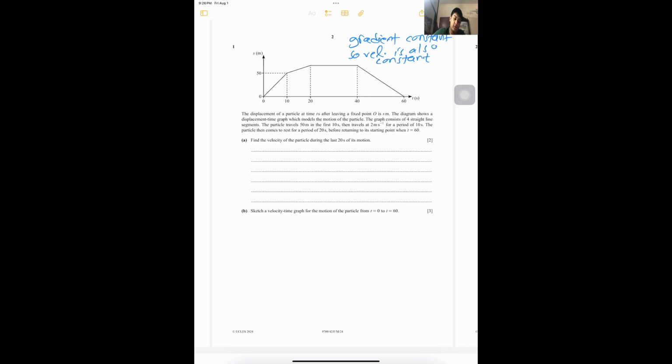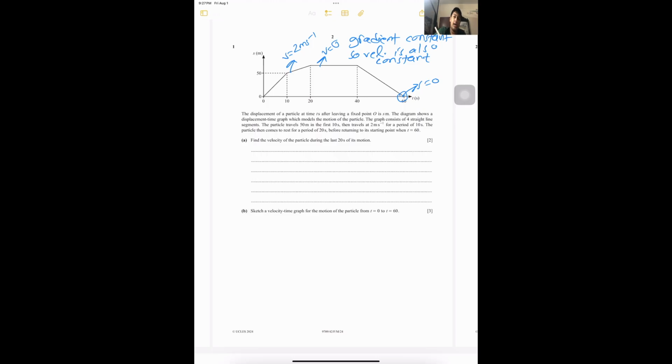Then let's read. The particle travels 50 meters in the first 10 seconds, then travels at 2 meters per second for a period of 10 seconds. The particle then comes to rest for a period of 20 seconds before returning to its starting point when t equals 60. At this point s equals 0, and they've also said that v is constant at this segment of the journey, and at this segment v equals 0. So find the velocity of the particle during the last 20 seconds of its motion.